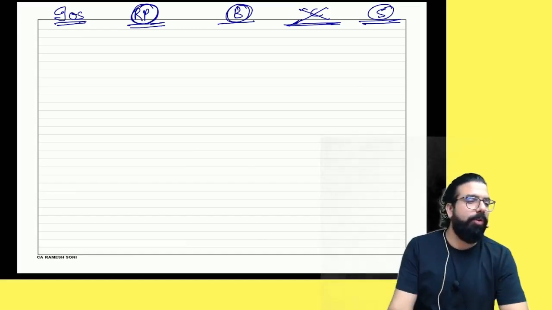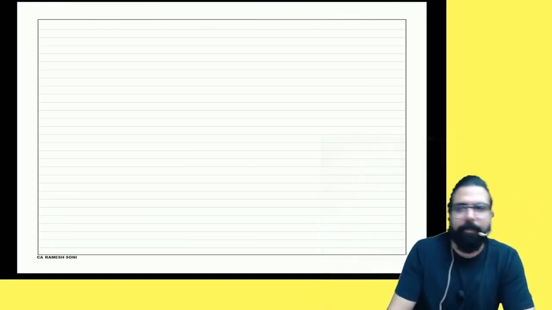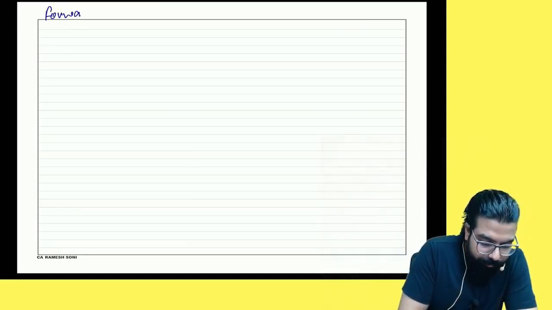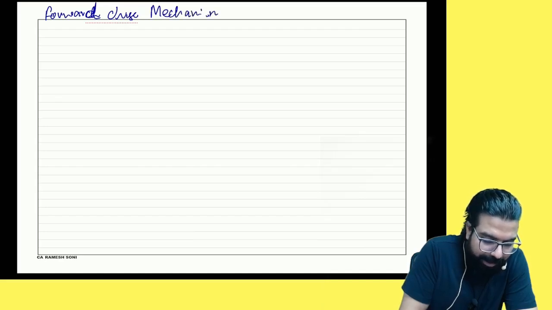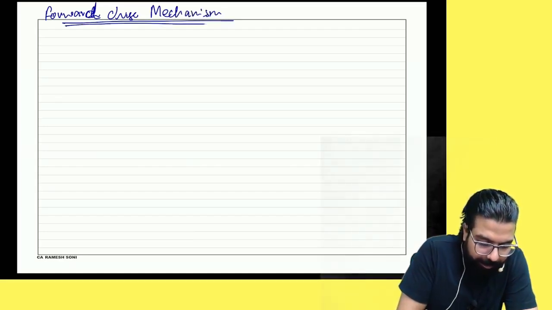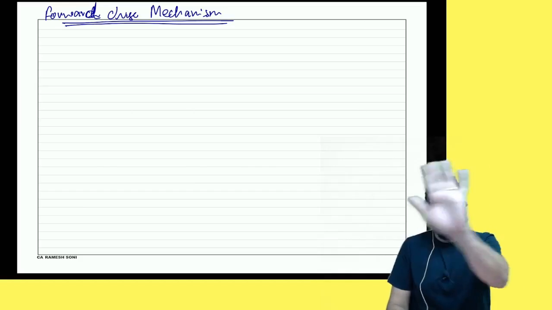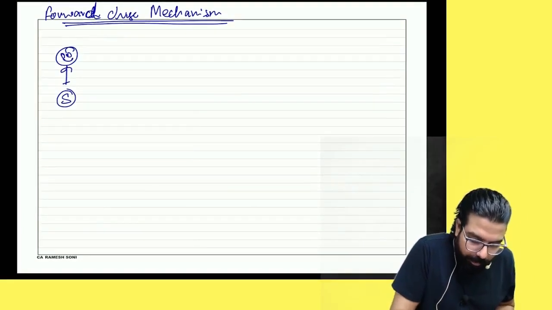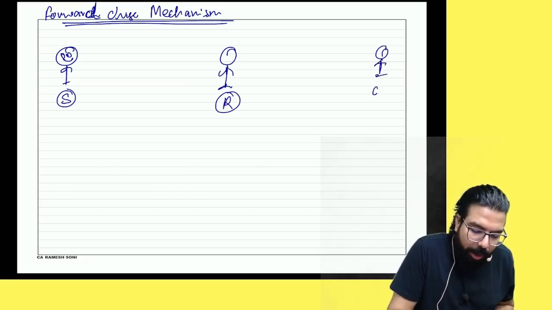People, one thing which I want to teach you first. Before this, I want to teach you one thing. There's something called forward charge mechanism. People, listen carefully. What is forward charge mechanism? One, there is a supplier. One, there will be a recipient. One, there will always be a government.